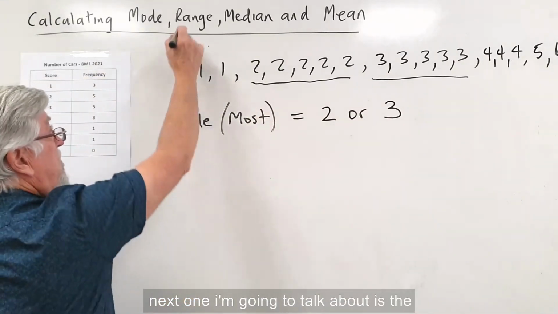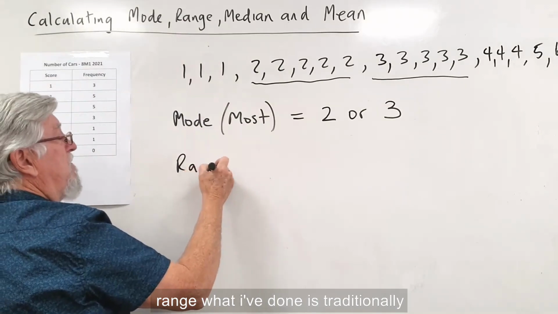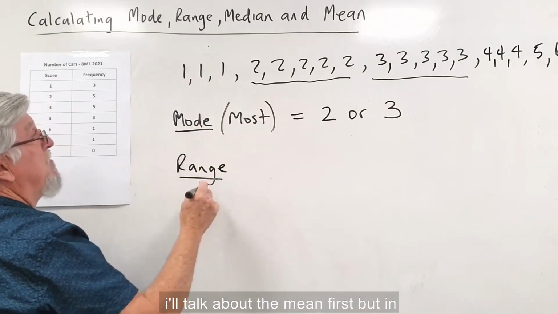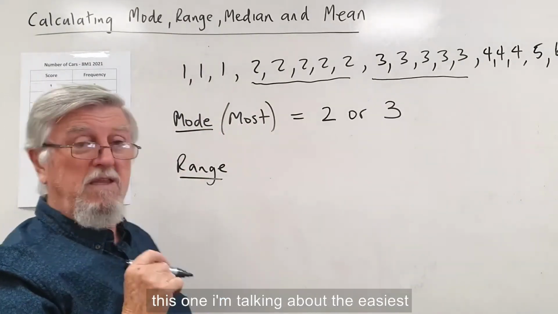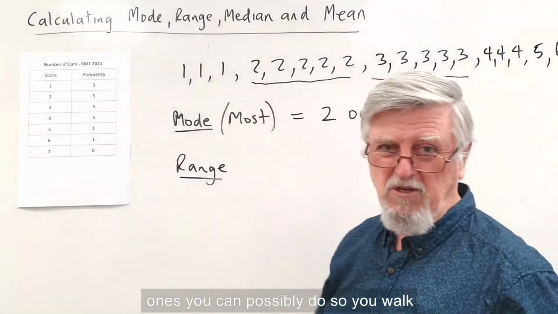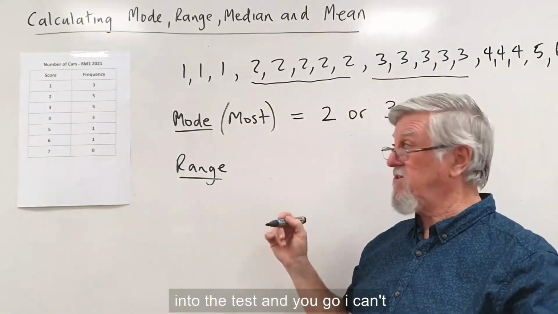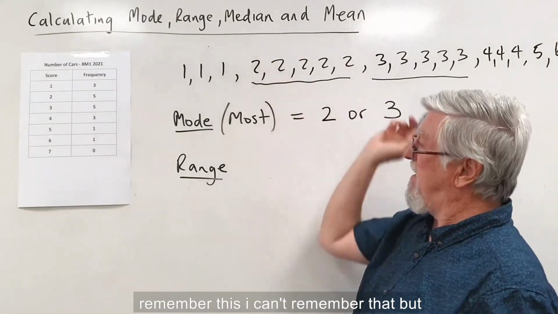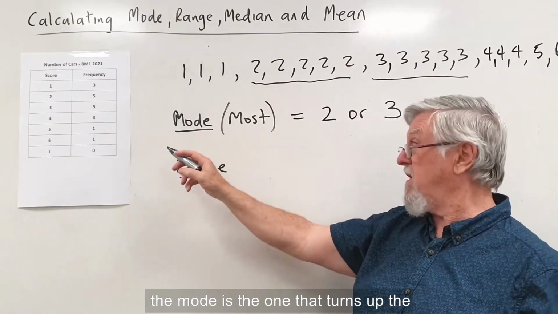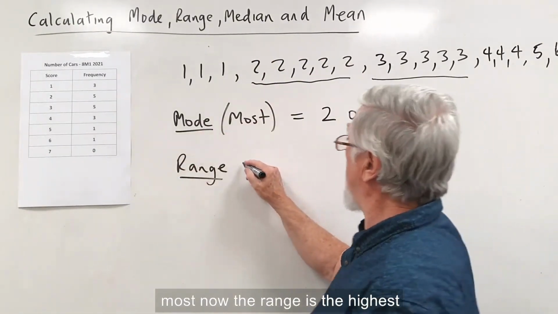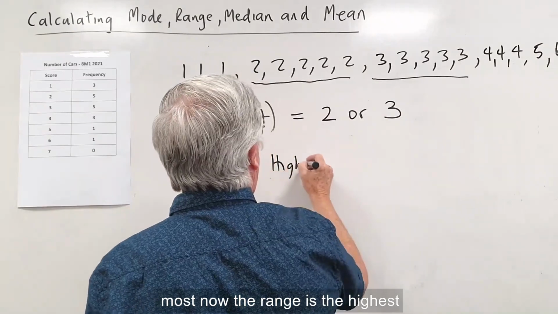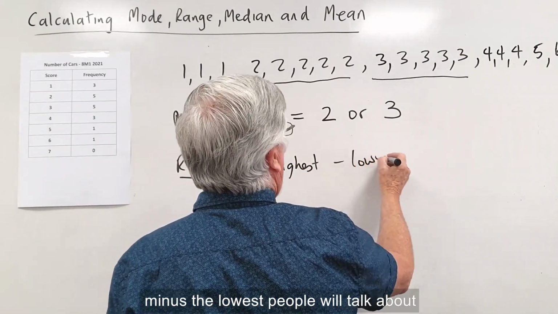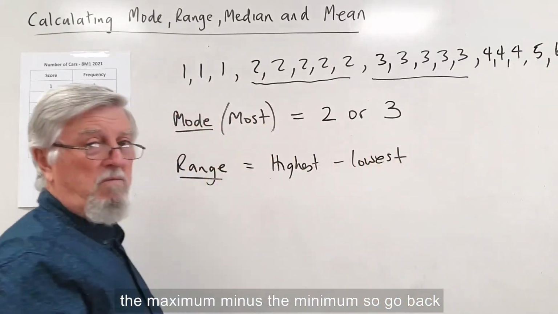The next one I'm going to talk about is the range. Traditionally I'll talk about the mean first, but in this one I'm talking about the easiest ones you can possibly do. So you walk into the test and you think, oh, I can't remember this, I can't remember that. But the mode is the one that turns up the most. Now the range is the highest minus the lowest. People will talk about the maximum minus the minimum.